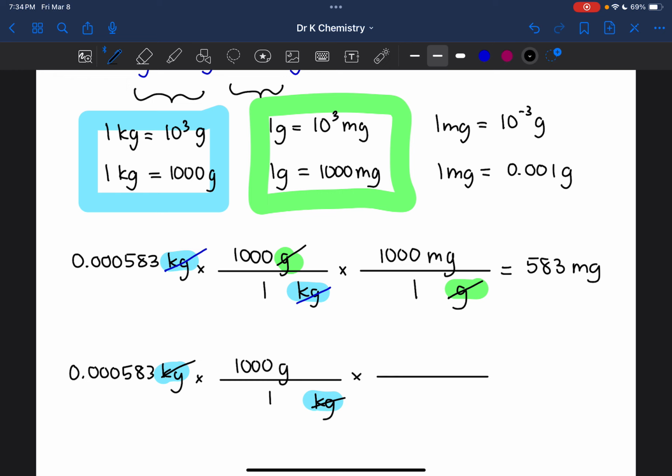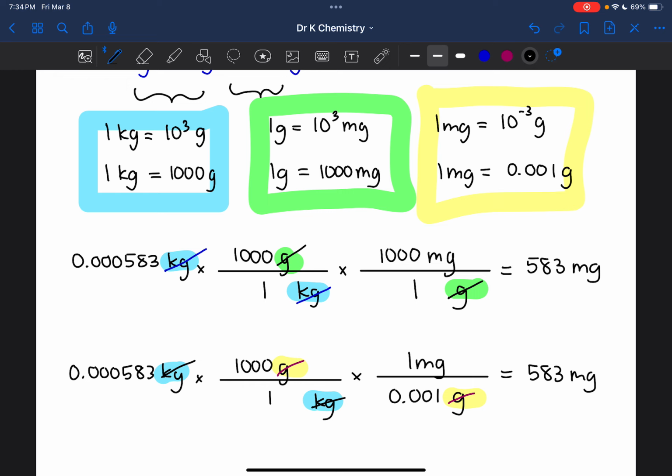The next thing we're going to do is take the grams into milligrams, but this time I'm going to use this version. So in that case, grams will go in the denominator because here in their numerator, they need to cancel out. And we see that there are 0.001 grams in 1 milligram. And now the grams will cancel out and we are left in milligrams. And if you plug that in, you still get 583 milligrams.